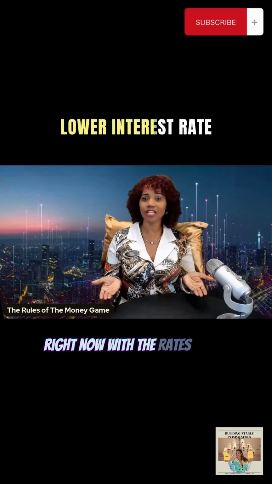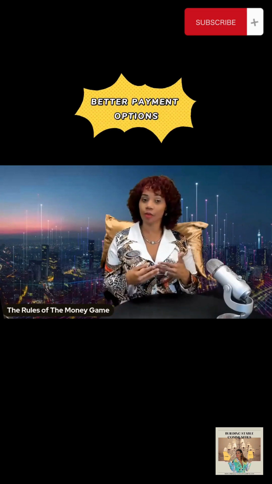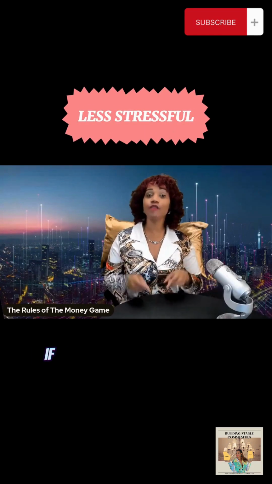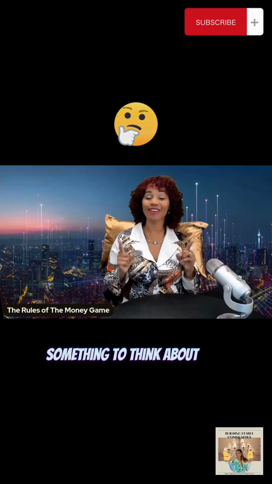and potentially securing a lower interest rate. Right now, with the rates being higher, you might be able to assume a loan with a lower rate and have better payment options and a less stressful buying process if you meet those requirements. It's something to think about, especially with what these rates are and people trying to sell.